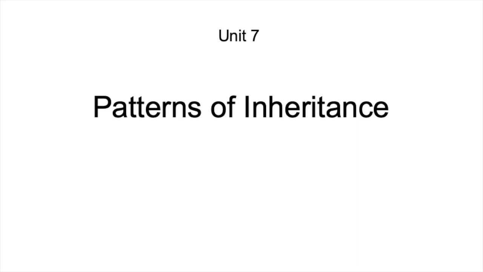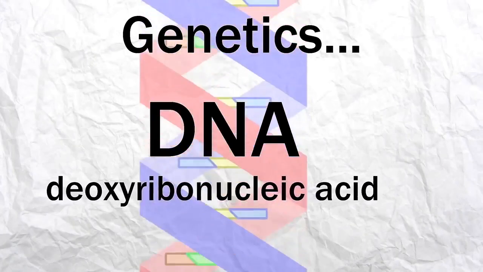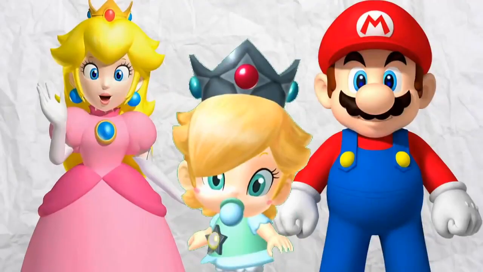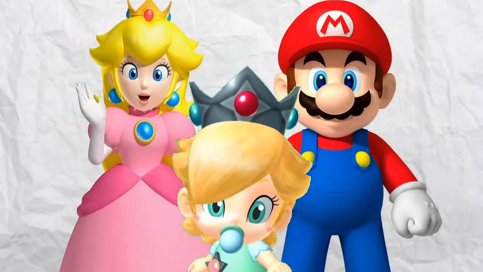Alright, ladies and gentlemen, what we're going to be talking about today is patterns of inheritance. And the question is, what does inheritance mean? It means to receive something from somebody, to get something. And in this case, we're talking about genetics, genes. To get genes from your parents and to give genes to your kids.